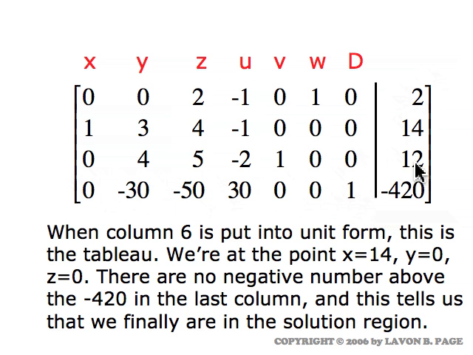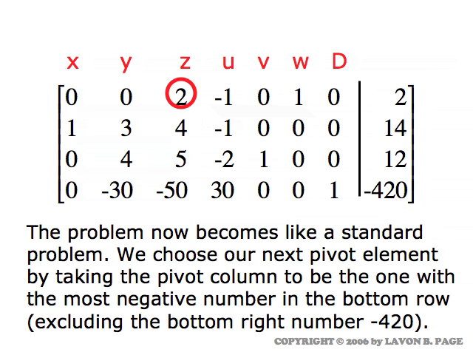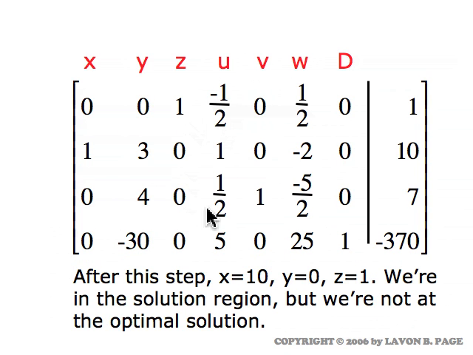5 into 12, 4 into 14, or 2 into 2 actually gives the smallest ratio. So 2 is going to be the next pivot element. We turn the 2 into a 1, and the other numbers in the z column get turned into zeros, and that will bring us to the tableau that's shown here.